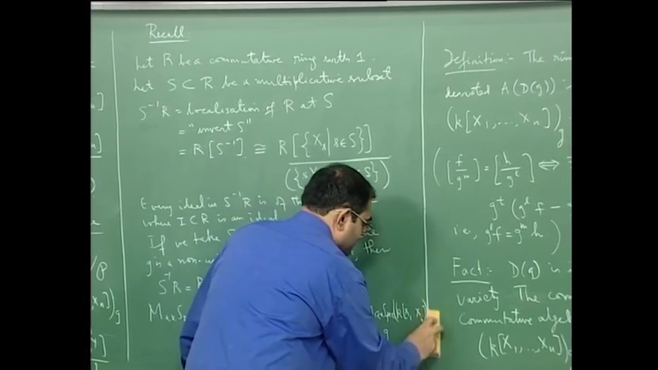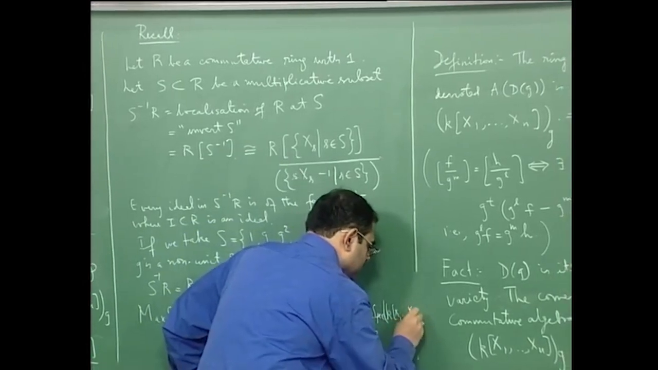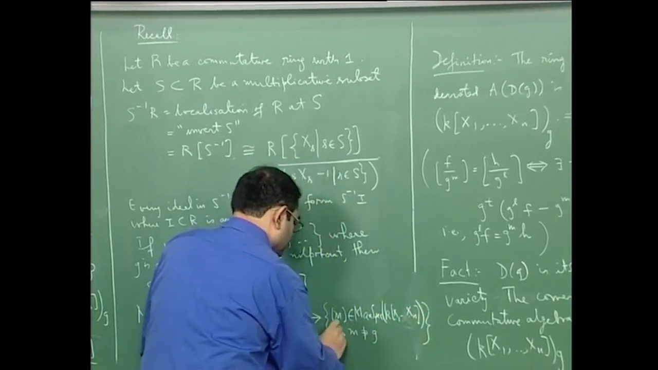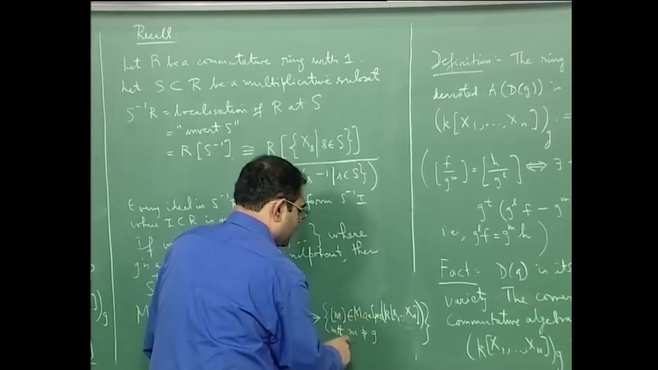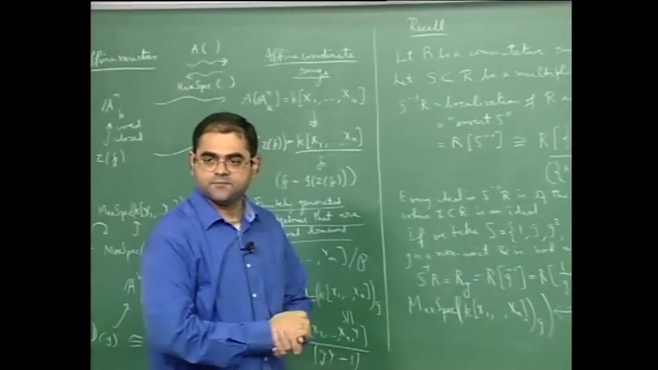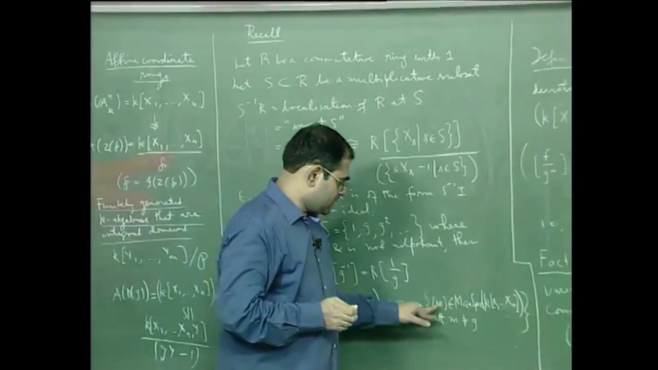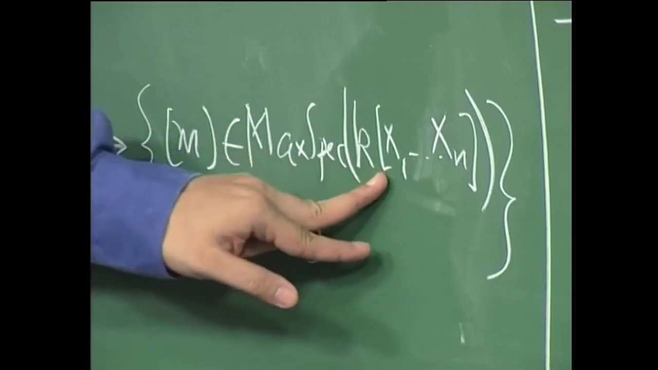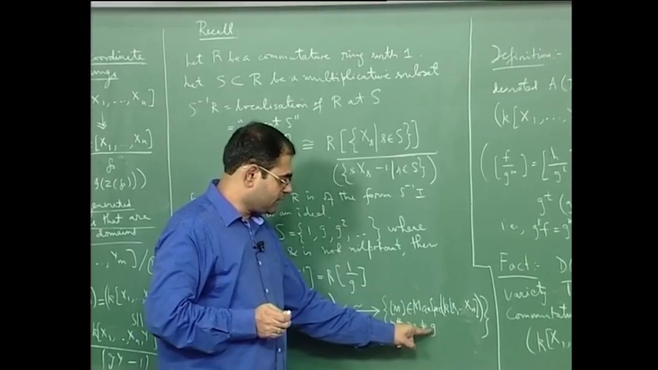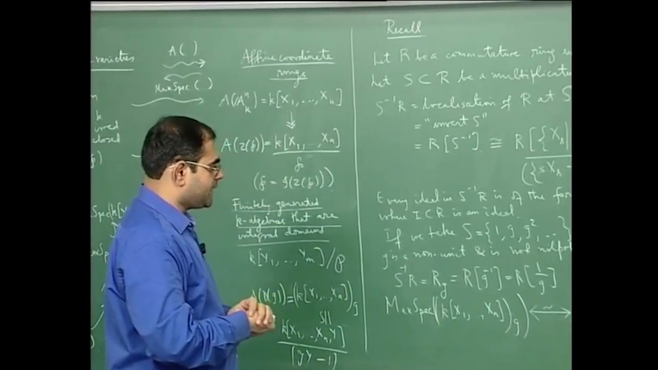So let me erase a little bit of this so that I will get some more space to write. So I will have k[x1 through xn], max spec of this, with g not in m, okay. So let me draw a line like this, right. This is what it is. So the maximal spectrum of this localization will actually be all those points which correspond to maximal ideals in the original ring of which this is the localization, such that m should not contain g, okay.